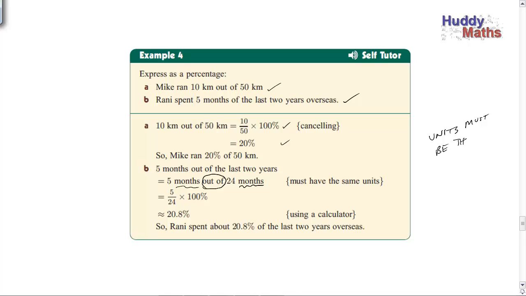That's very, very important. You can't compare apples and pears, can you? No, apples and bananas, whatever they say. Units must be the same. So if you've got 5 months, you can't put 2 years here. It's got to be a proportion of the same unit. So 2 years is 24 months. So it's 5 out of 24, and then out of 100, you times that fraction by 100 to get a percent. So Rani spent about 20.8% of the last 2 years overseas.